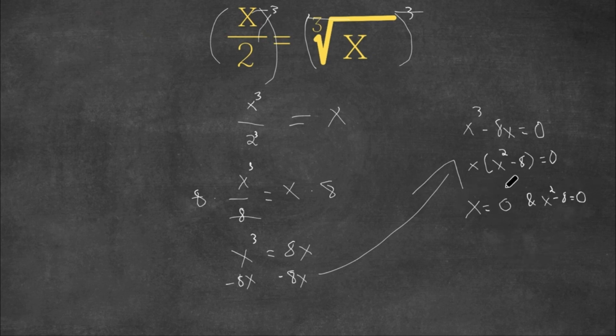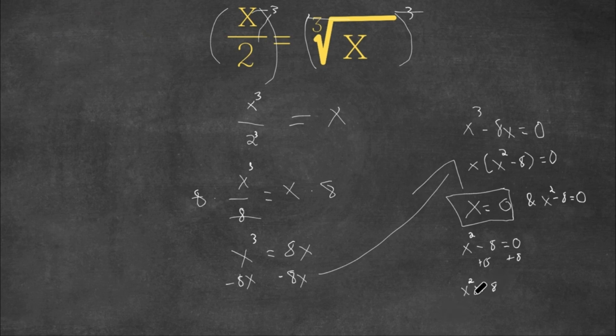And this is actually already a solution. There's no simplifying or anything. This is already a solution. So now we have to find the value of x in this equation. x squared minus 8 equals 0. We're going to add 8 on both sides to get 8 on the right-hand side. So this gives us x squared equals 8.